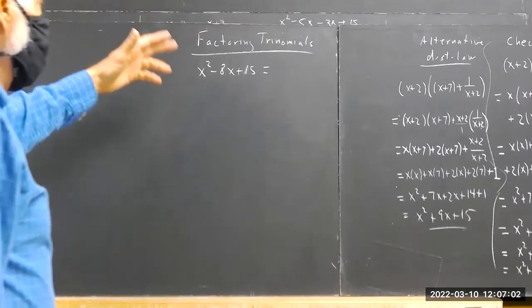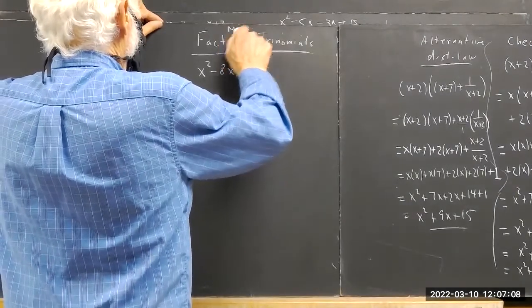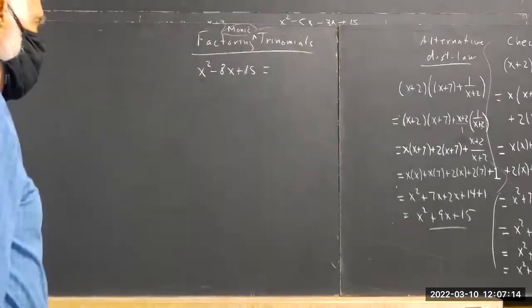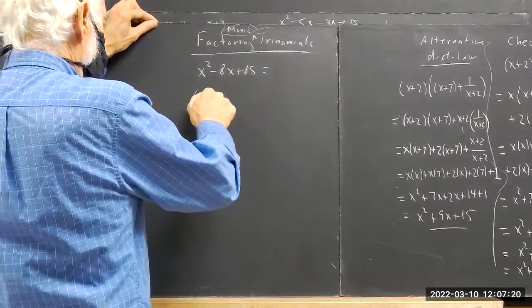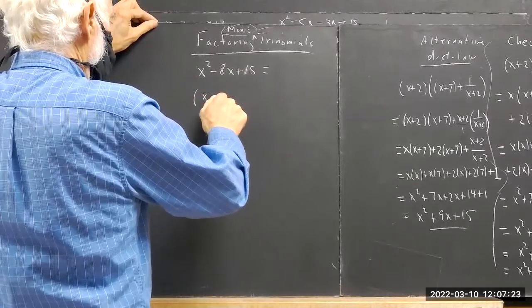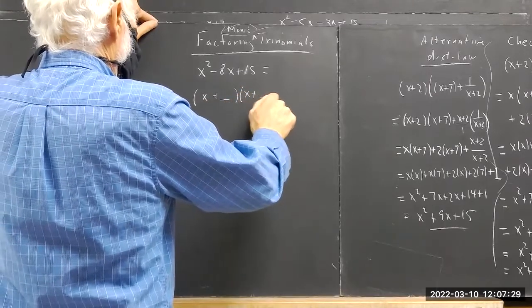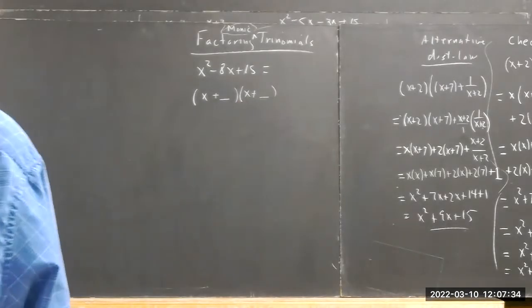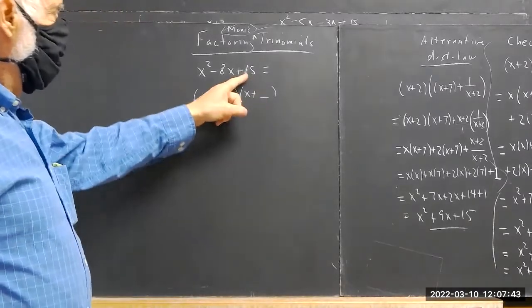Okay, we're going to talk about factoring trinomials. And right now, we're factoring mono. I know this. I know by the distributive law that this is going to equal x plus something times x plus something. And I know whatever numbers I put here have to multiply out to give me 15.